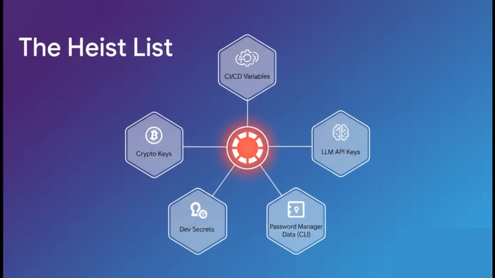After that, it pulls secrets from your CI/CD environments, the systems that automatically build and deploy your code. It even scrapes data from command line password managers. And most importantly, it harvests API keys for large language models. Those are the keys that let you and your tools talk to AI services. This is a total digital heist.